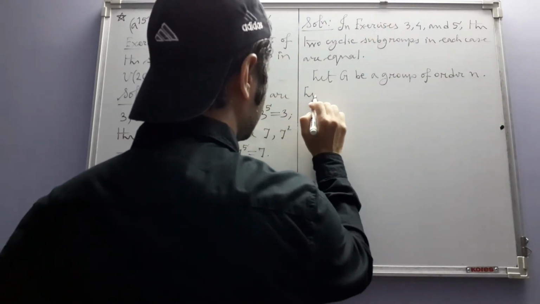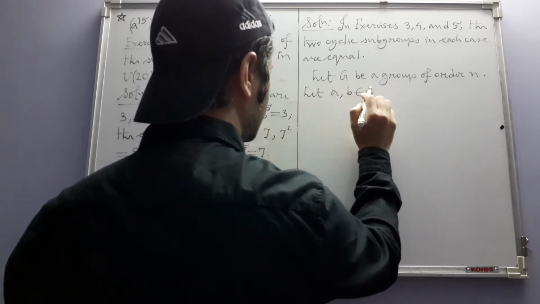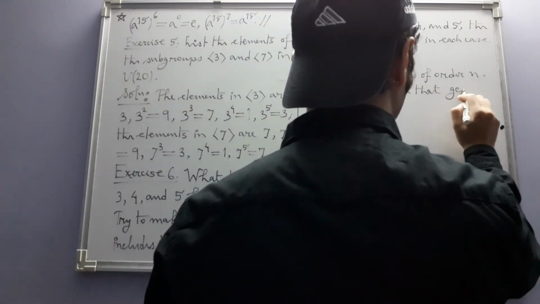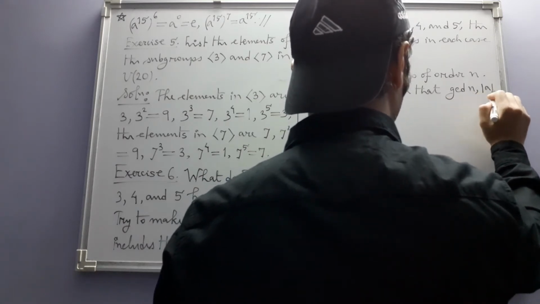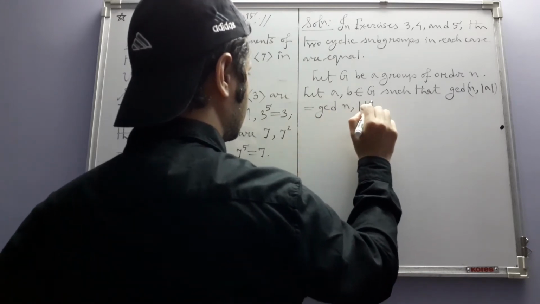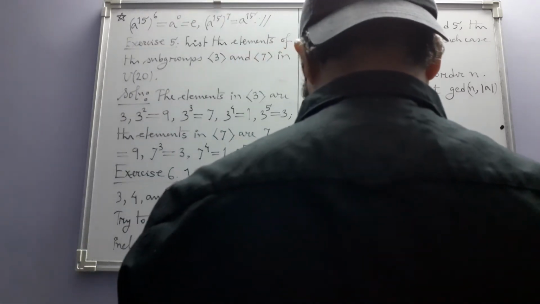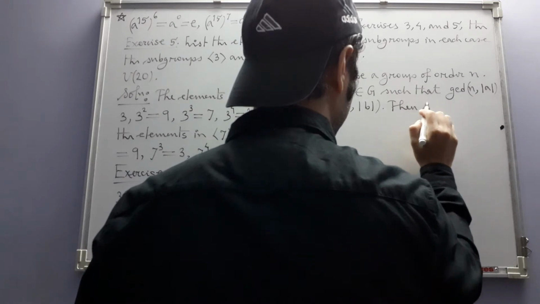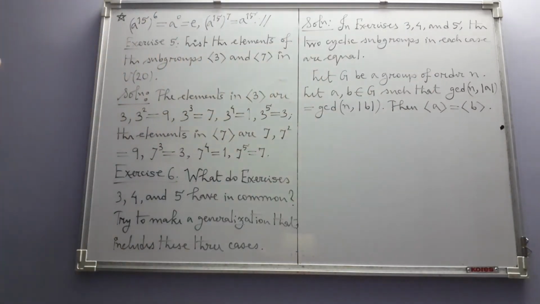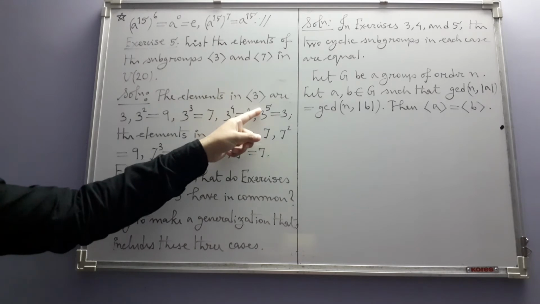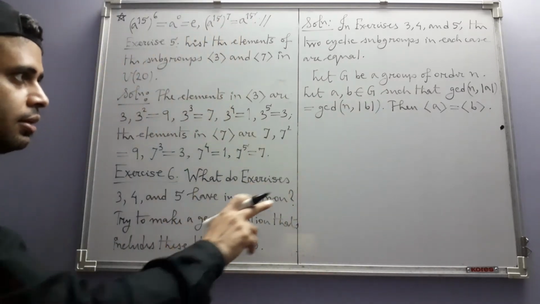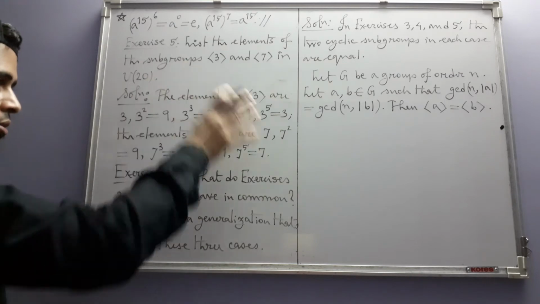Let A and B be two elements in G such that the greatest common divisor of n and the order of A is equal to the greatest common divisor of n and the order of B, then the cyclic subgroups generated by A and B are equal. You will see that in all the cases, the hypothesis is true, whatever general statement we have written here. So the hypothesis is true in all these three cases.